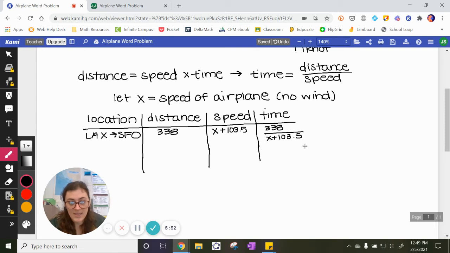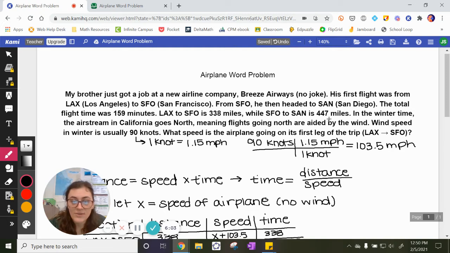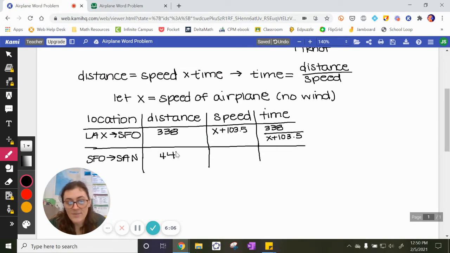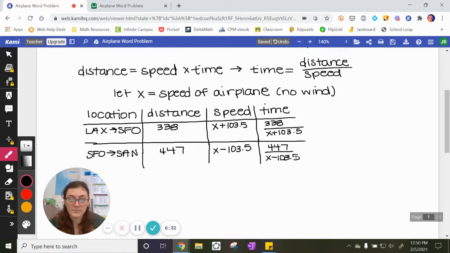And now we'll do the exact same thing with the other leg. So we're going to go from SFO to San Diego. And looking back at my situation, SFO to San Diego is 447 miles. And if you're in San Francisco going to San Diego, you're going south. So you're going against the wind. So we're going to be having our airplane speed hurt by a 103.5 mile per hour wind. And then we'll just make our fraction all over again, using that distance over speed idea. Okay.